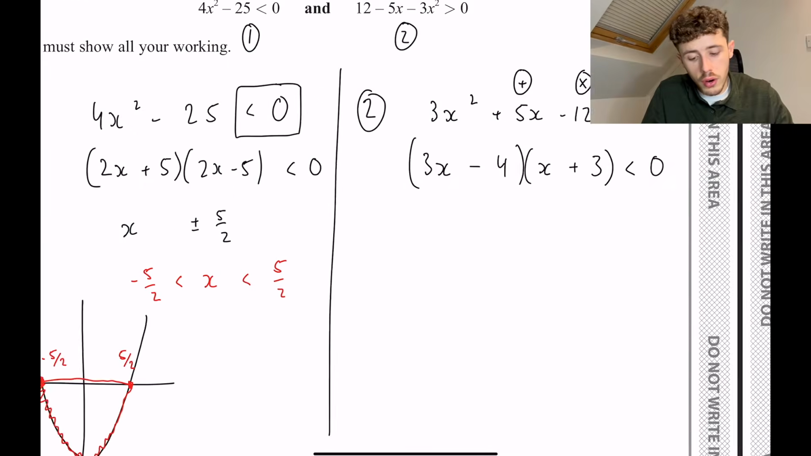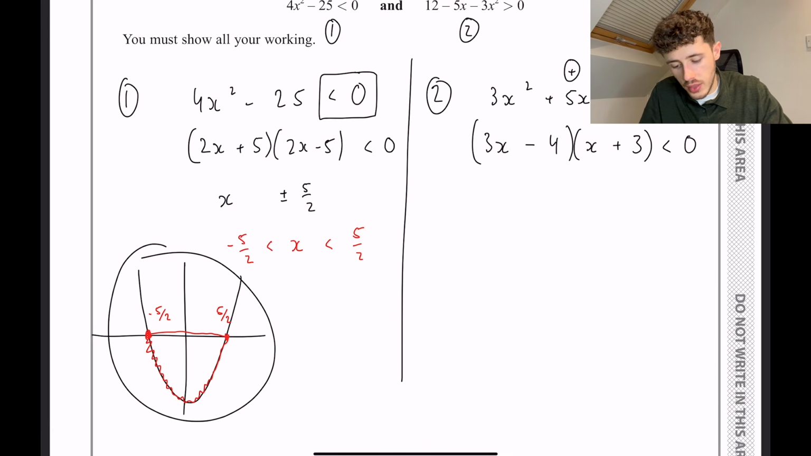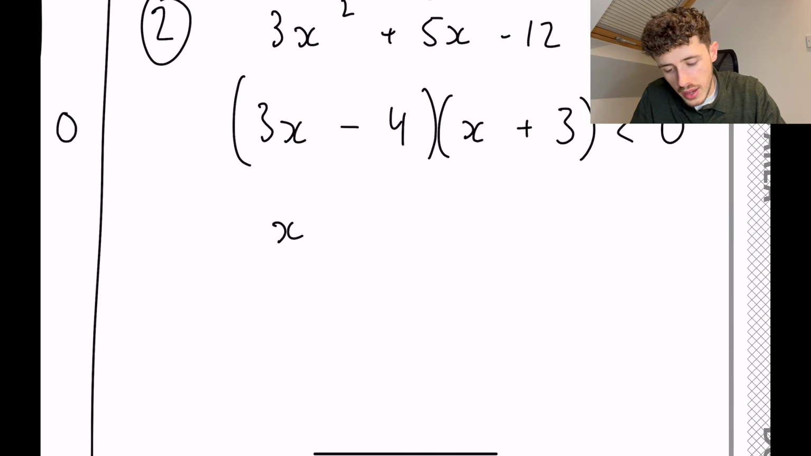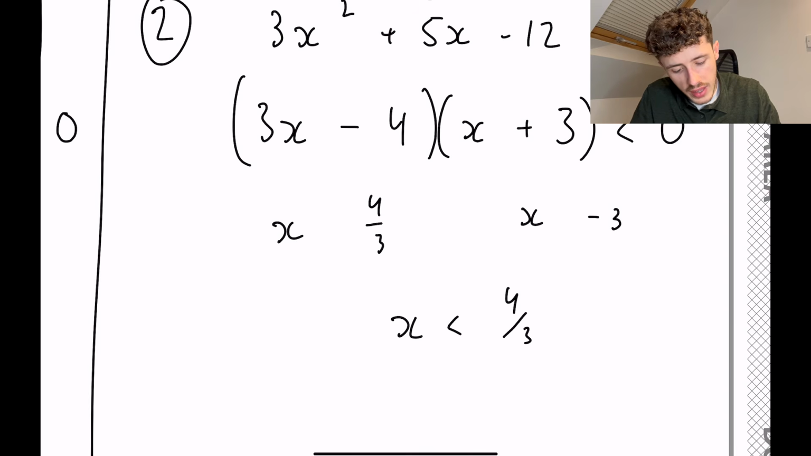So from there, the graph will actually look fairly similar to this. So it is again going to be in between those two x values that we require. So x is going to be 4 over 3 and minus 3. So we're going to be wanting to be less than 4 over 3, but greater than minus 3.